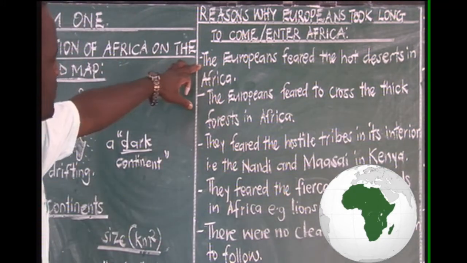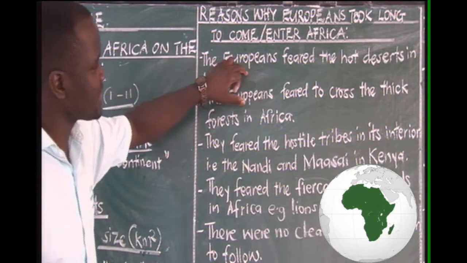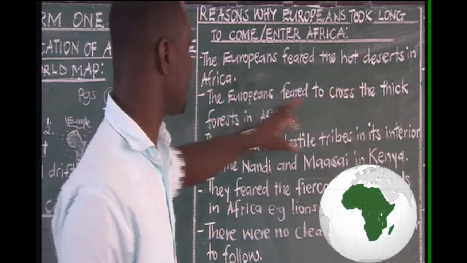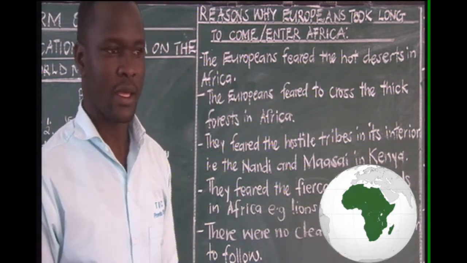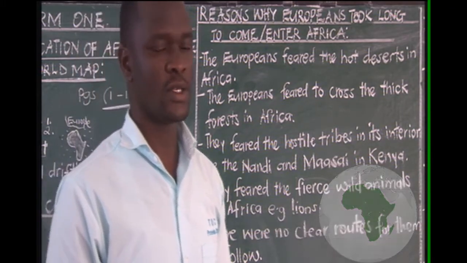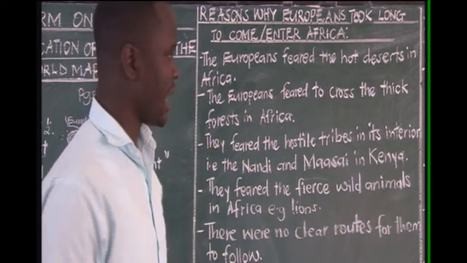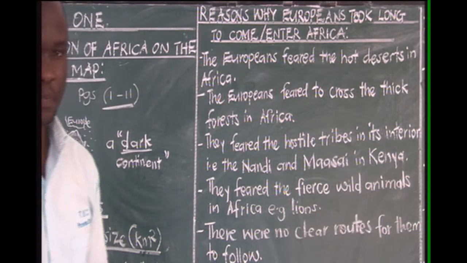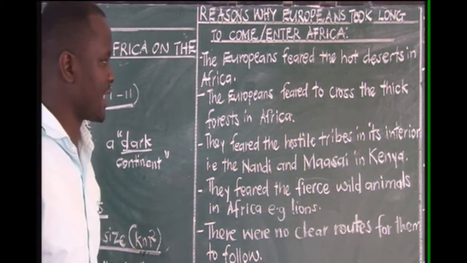Reason number one, the Europeans feared the hot deserts in Africa. Remember, Africa has very many deserts. We have the Sahara Desert, we have the Namib Desert, we have the Kalahari Desert.